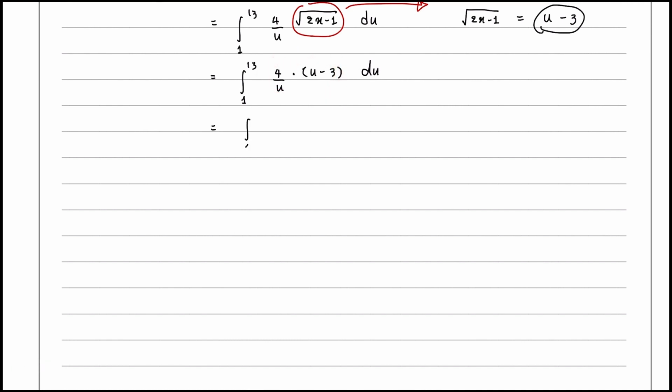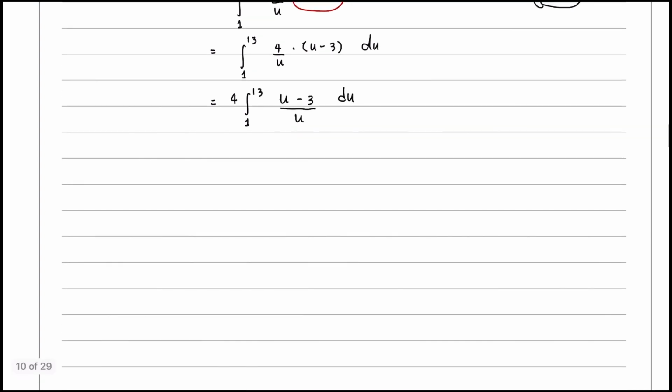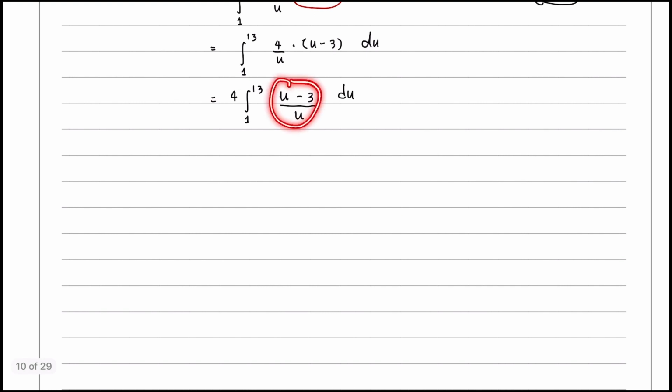And then we simplify this term. It's going to be the integral from 1 to 13. We can factorize 4 out. So 4 is here, and this one will be (u minus 3) divided by u, du here. And then we separate this fraction. So it will be the integral from 1 to 13 of 1 minus 3 over u du. Now we can integrate it.